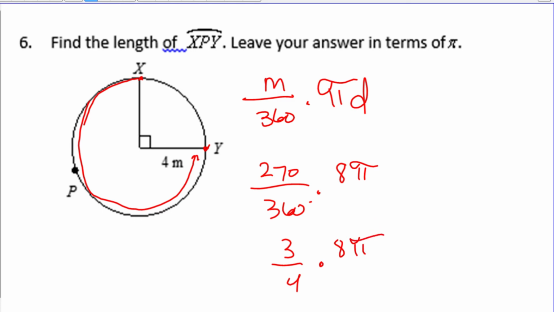And if you're trying to simplify this, we can say there's a divide by 4 on the bottom, and that leaves 1 behind. Divide by 4 right here with the 8, and that leaves 2 behind. And so this would turn into 3 times 2, or 6 pi. All right, so 6 pi meters would be the length of XPY.